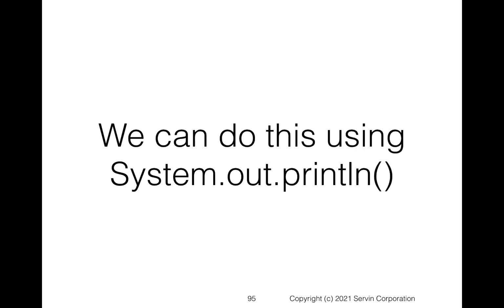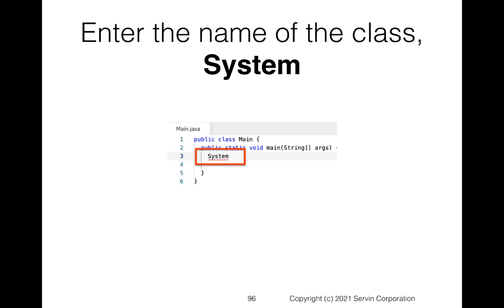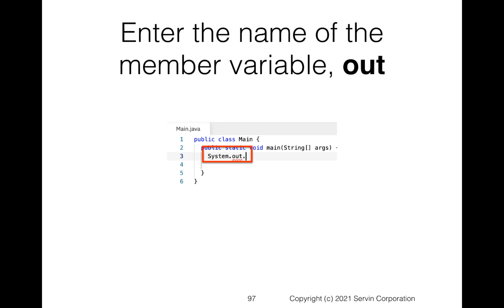So we can do this using system.out.println. Let's break this down. First, enter the name of the class, which is called system. So there's a pre-written class called system. So type that on line 3. Now the system class has a member variable inside of it called out.